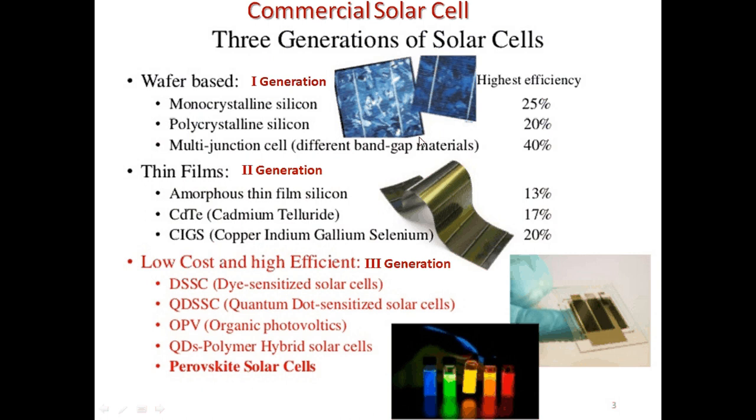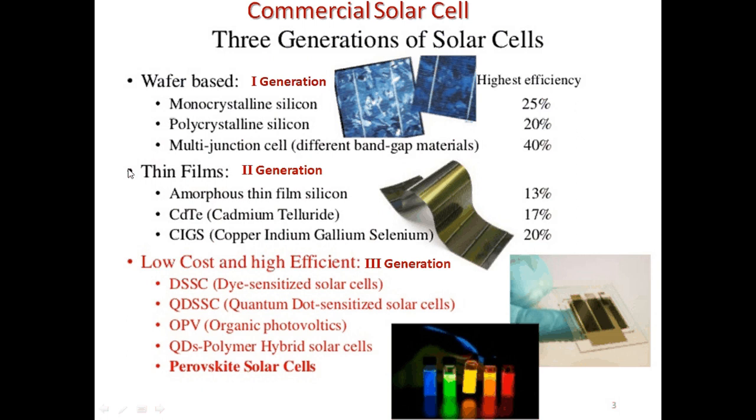And then there was also the development of multi-junction solar cells, where initially people started using materials of different band gaps, and it was able to produce a good efficiency of about 40%. Now it has increased up to 47%. I will come to that.